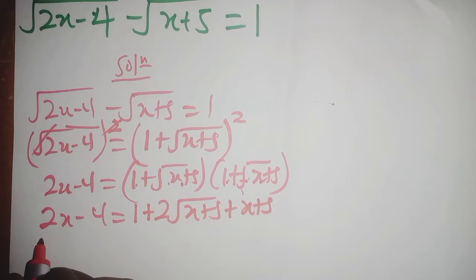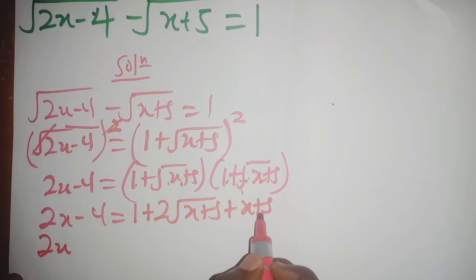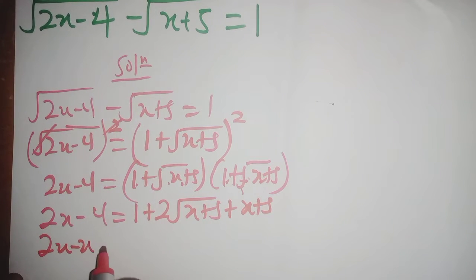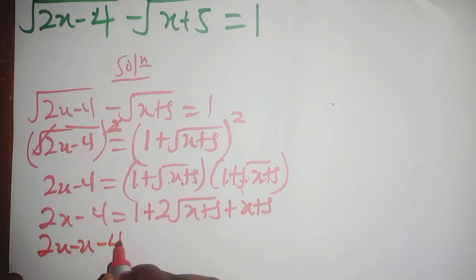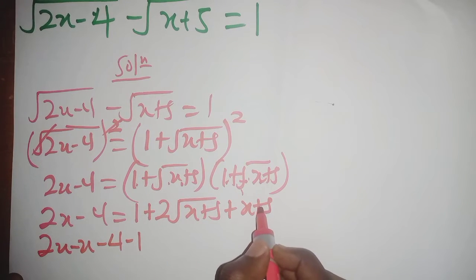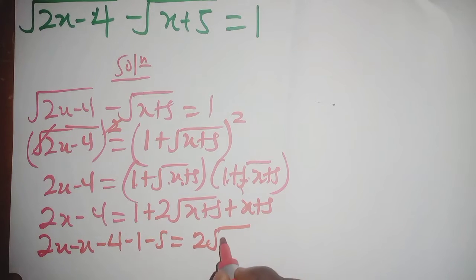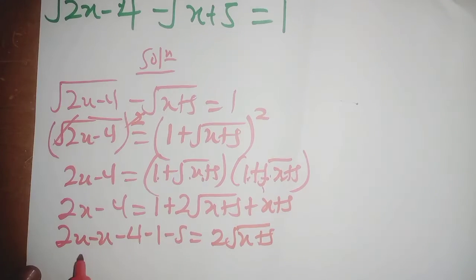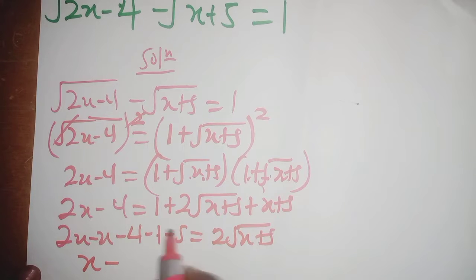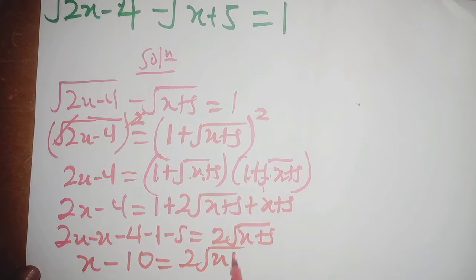Good. Now let's group like terms. So 2x here, this moves to the other side, becomes minus x. We have minus 4, this moves to the negative 1. We have positive 5 here, becomes negative 5. So I have 2 roots x plus 5, and what I'm left with is just x minus, we have negative 5, so we have negative 10 being equal to 2 roots x plus 5.